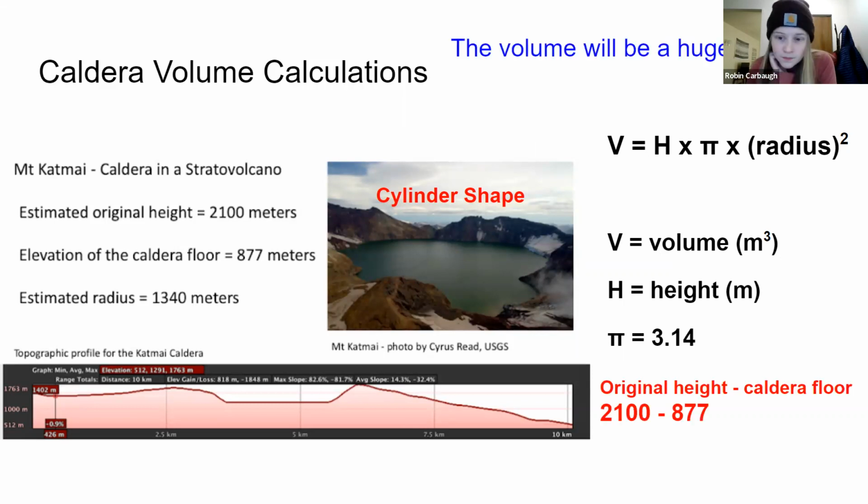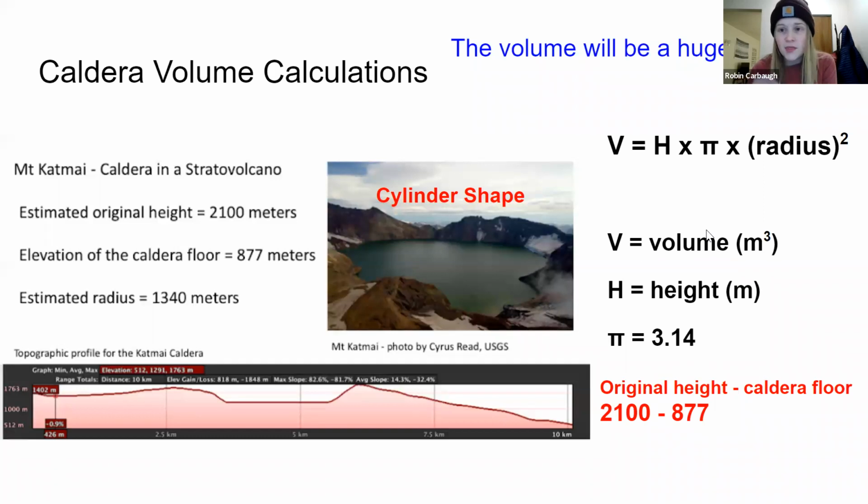So just be careful here, the height we give the data for this, but it's not the 2,100. You're going to have to take the difference just like we did with the other calculations. You'll have to do the estimated original height minus the elevation of the caldera floor. Because if it was 2,100 meters, that would be saying that it's the height of the volcano down to sea level, and that's not accurate. It's not quite that tall. So we'd want the difference of those two, and that's the height that we're using in this volume calculation.